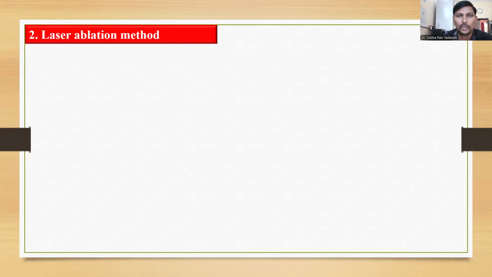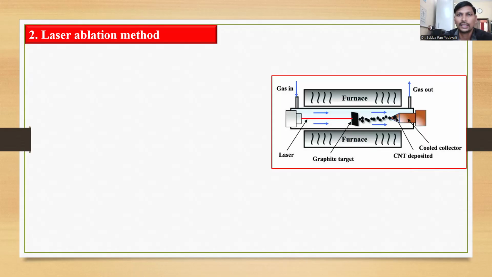In this video, I am going to explain the laser ablation method for the synthesis of carbon nanotubes. This is the schematic diagram of the laser ablation method. It consists mainly of furnaces.